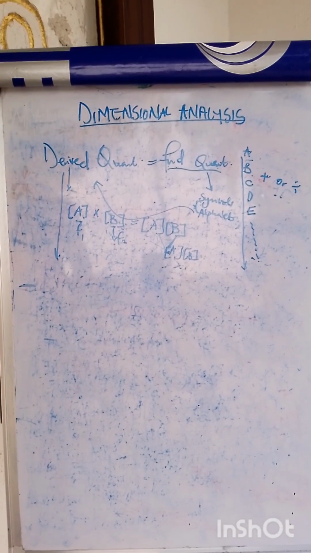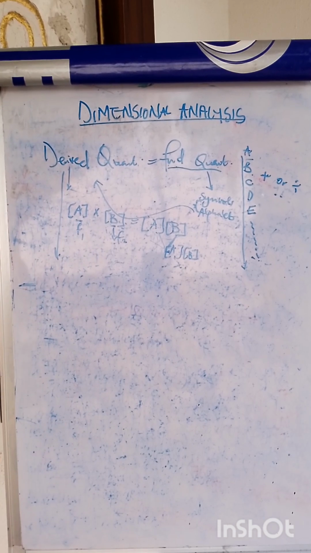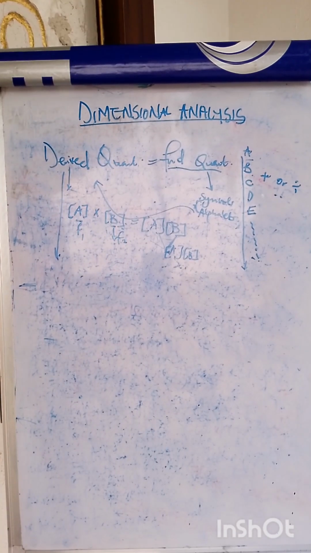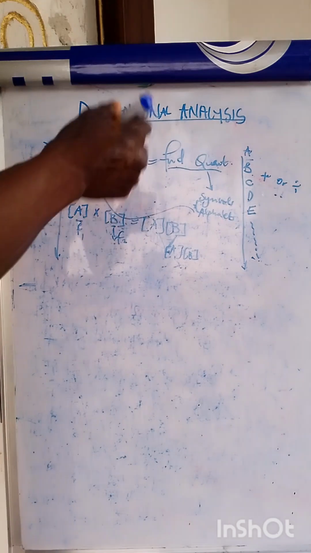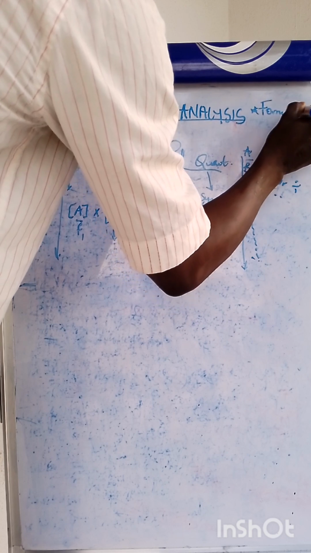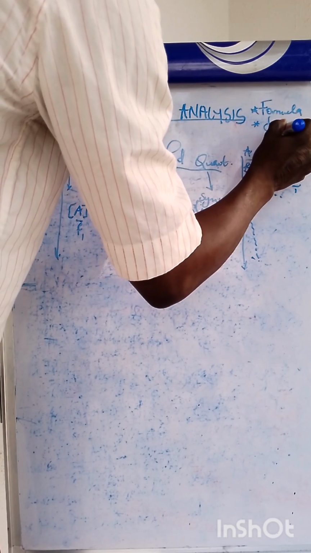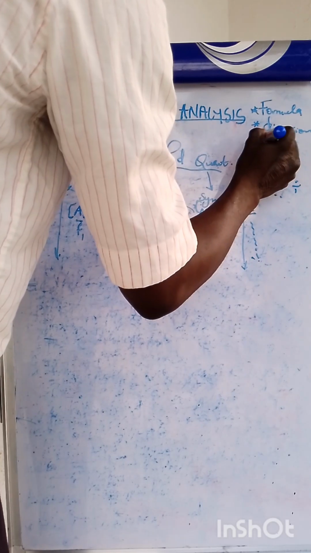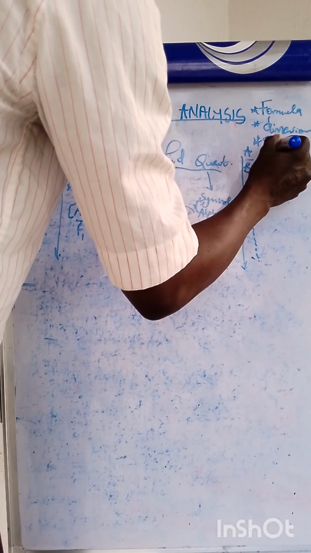Quickly, let's look at how we are going to do this. If you are trying to write the dimension of any given quantity, be it fundamental or derived, there are key things you need to know. The very first thing is that you write out your formula. Then number two, you assign dimensions to them. Then the third one is you evaluate, or let's call it simplify.